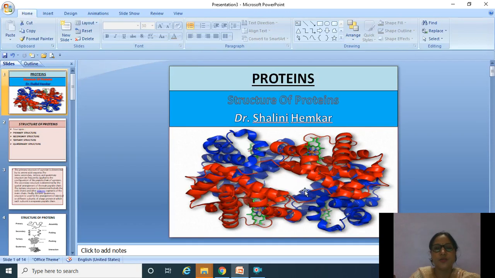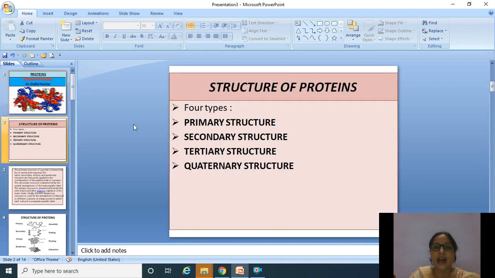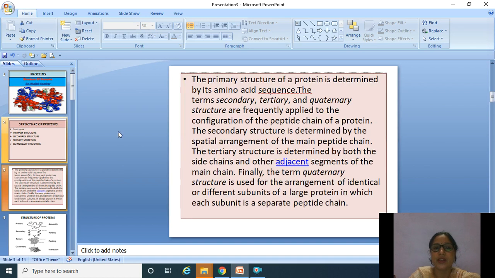Hello students, today we will study about the structure of proteins. The structure of proteins are of four types: primary structure, secondary structure, tertiary structure and quaternary structure. The primary structure of a protein is determined by its amino acid sequence.